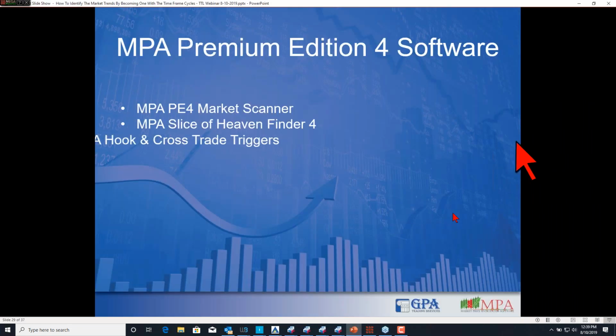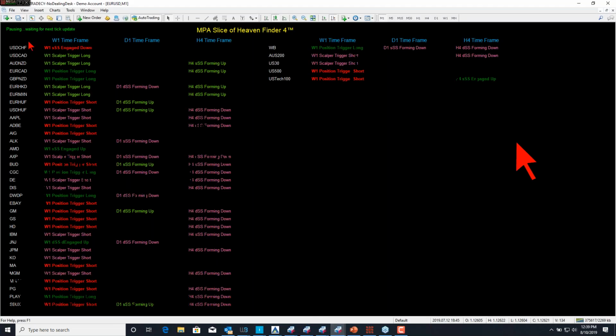Also, we have the Slice of Heaven Finder and the Hook and Cross Trade Triggers. What is the Slice of Heaven Finder? The Slice of Heaven Finder is this one, where it scans every symbol within the market watch and tells you whether I set up a weekly, daily, 4-hour, or monthly, weekly, daily, or a daily, 4-hour, 1-hour, or a 15, 5, 1-minute. Whether I'm a scalper, a day trader, position trader, any type of trader, it's the same. You just go with the different time frames, and you'll know based on where the hook and cross pattern is what time frames finish cycles and which ones will not. That's simple. All right, let's continue.